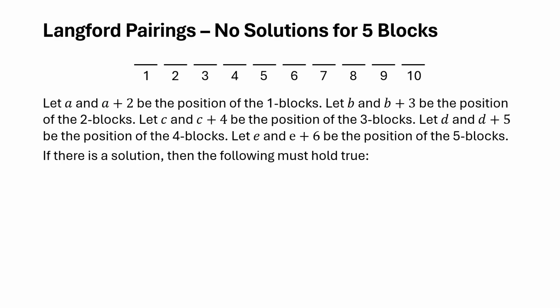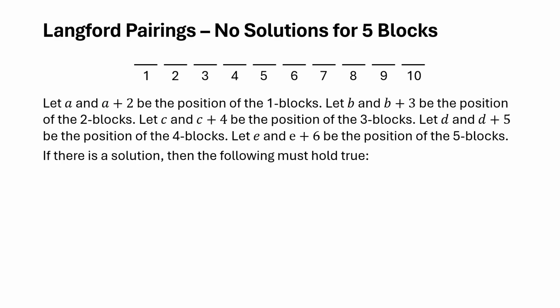And then let B and B plus 3 be the positions of the 2 blocks, and C and C plus 4 be the positions of the 3 blocks, and so forth. So we're basically setting variables for where the 1, 2, 3, 4, and 5 blocks can be, and then we'll work through this to show that it's not possible to find a solution for n equals 5.